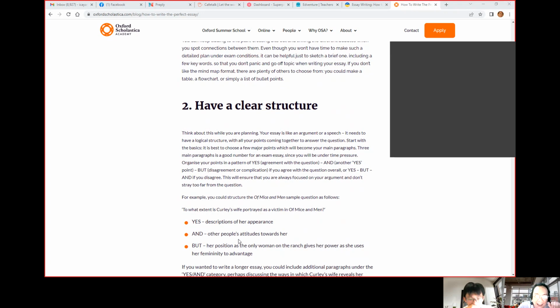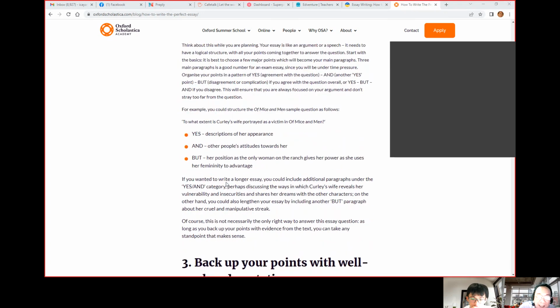Okay, three things to remember in having a clear structure. It's a yes, and, but. Okay, again, if you want to write a longer essay, because there are shorter essays, right? So there are short essays, and then there are also longer essays. Now, if you want to write a longer essay, you could include additional paragraphs under the yes and category. So we call this the yes and category.